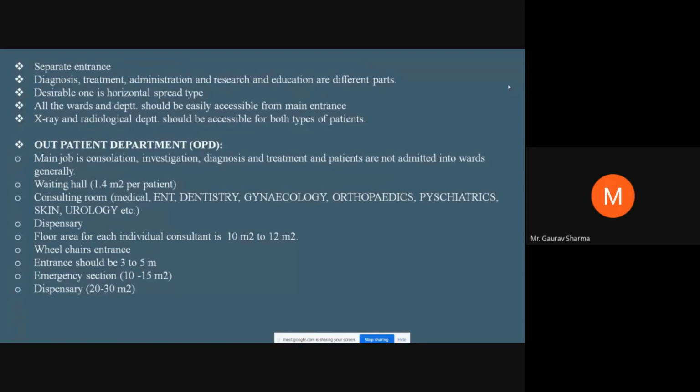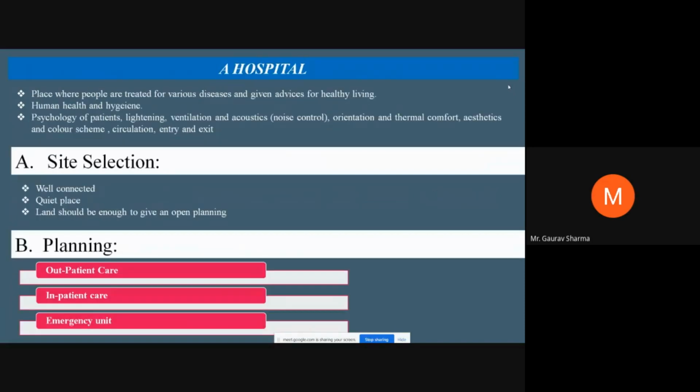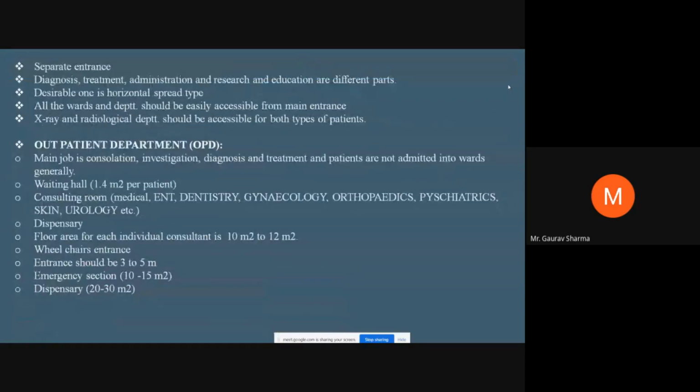Again, diagnosis, treatment, administration, and research and education are different parts. These are small facilities within the hospital. The major facilities are divided into these three segments: outpatient, inpatient, and emergency unit. Okay.